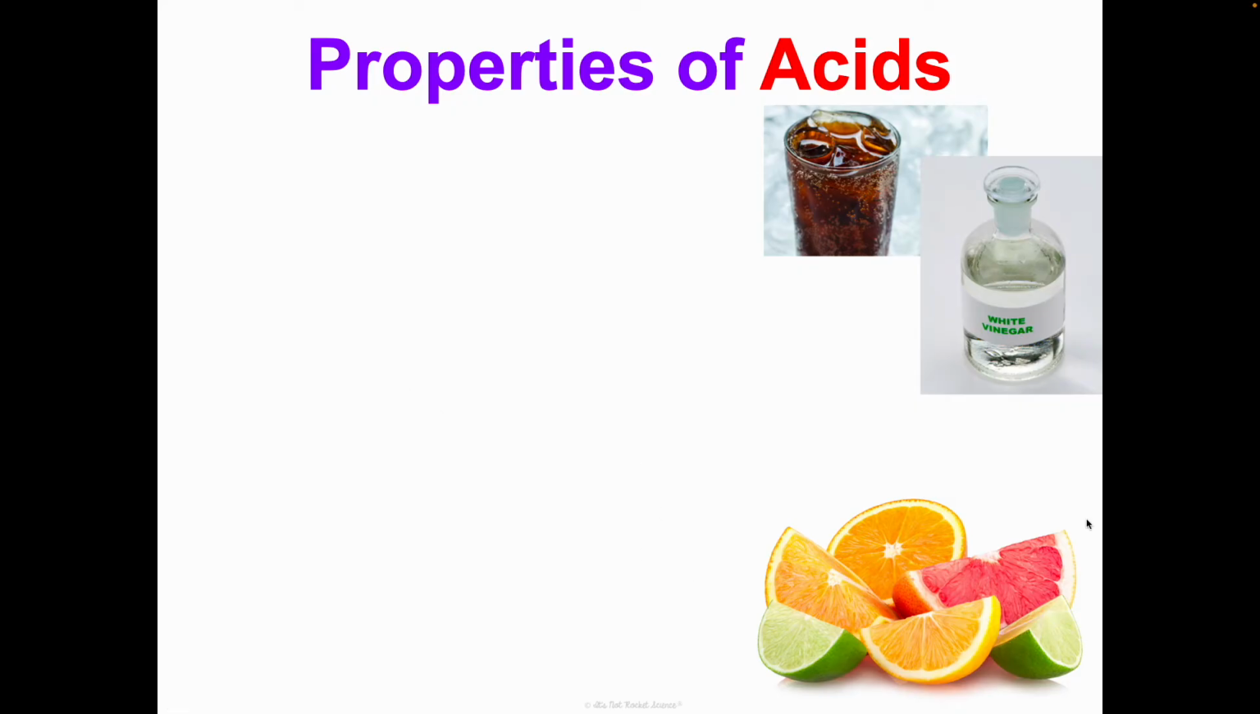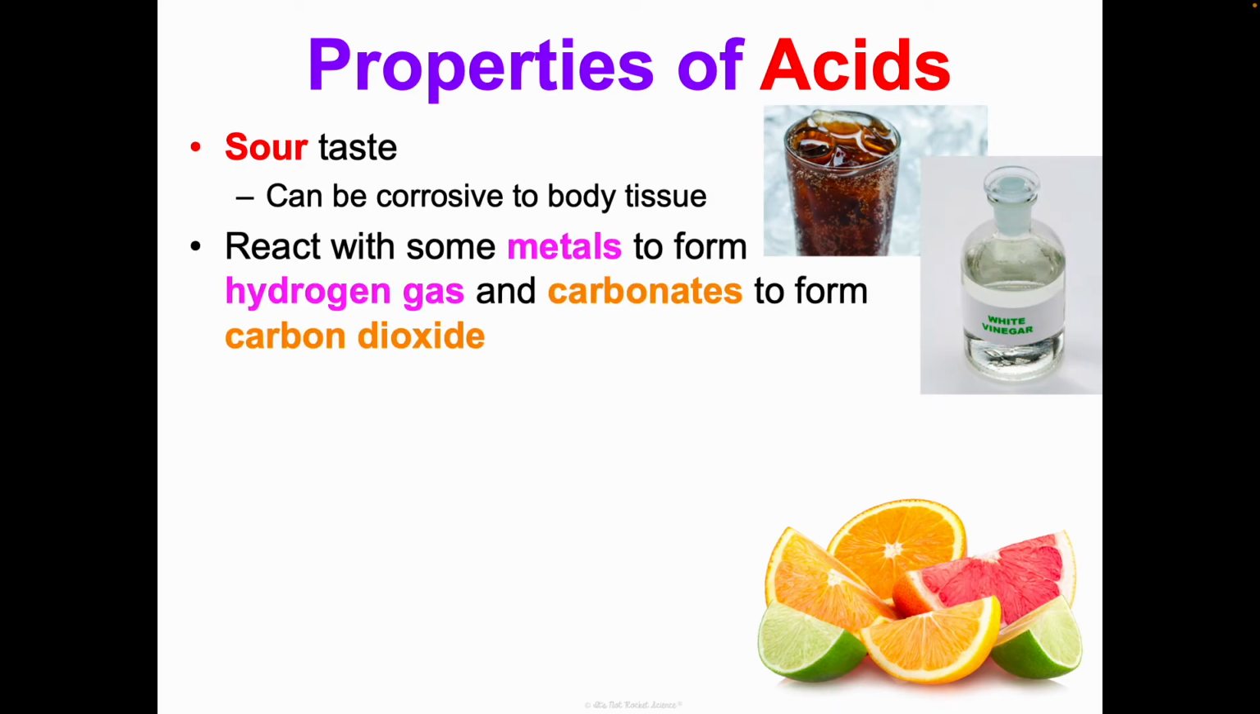Now, before I let you go, when we're talking about defining acids, there are some characteristics, some properties, that all acids really share. For instance, acids tend to have a sour taste, and they can be corrosive to body tissues, especially if they're a high enough concentration. Acids react with some metals and form hydrogen gas. That's something we can see.